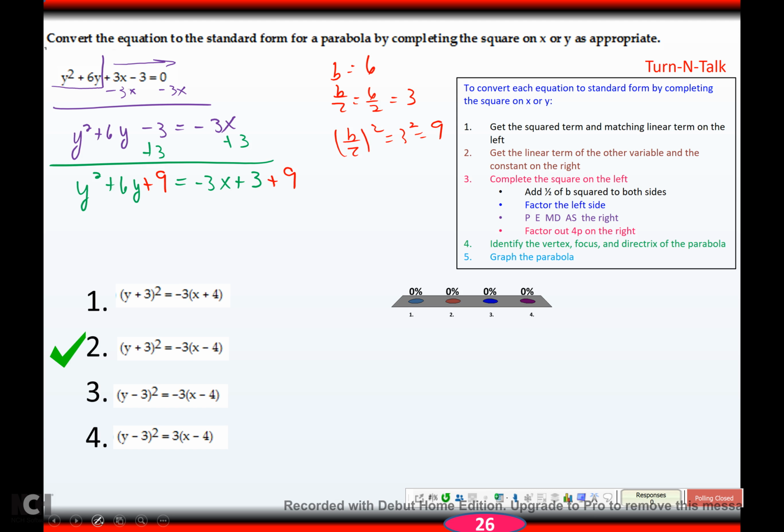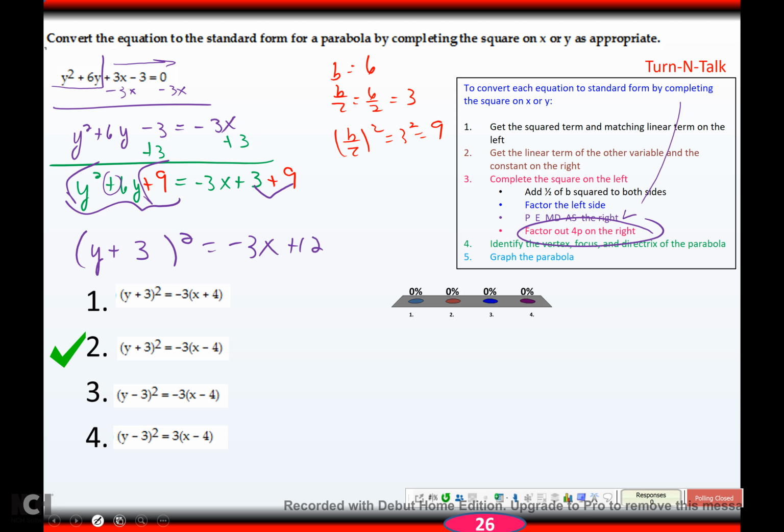Okay, then I'm going to factor the left. This is going to be a perfect square. The square root of y squared is y. The sign in the middle is plus. The square root of 9 is 3. PEMDAS the other side, I can combine like terms. I get negative 3x plus 12. All of this is done.